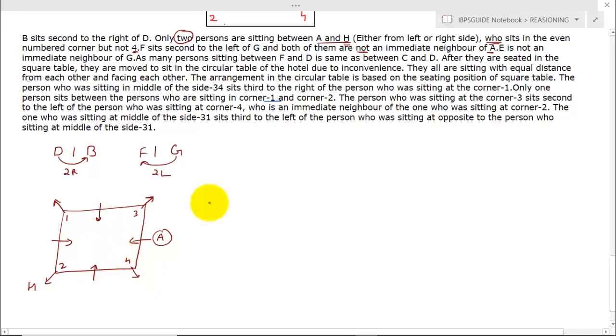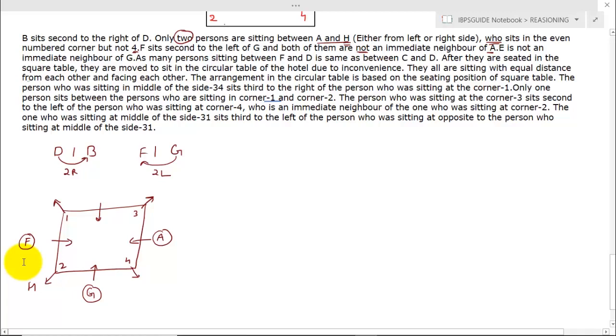G cannot be at this position, G cannot be at this position. So when I place A here, I get two possible cases for F and G, one at this position and one at this position. Now place each and everything one by one. If I place G at this position and mark a circle, then from G second left means F may be at this position, and mark a circle. So these are the possible cases.